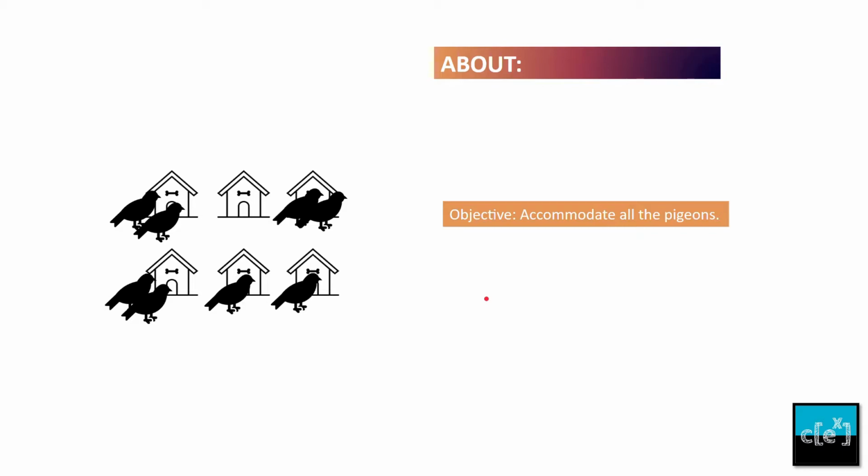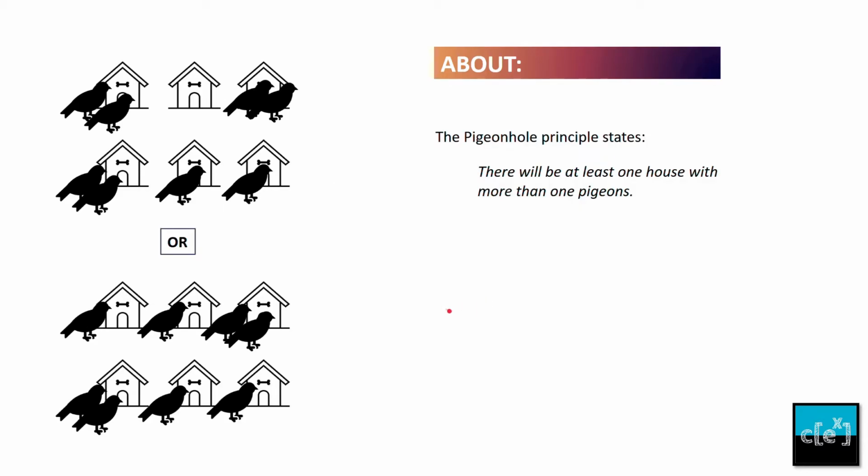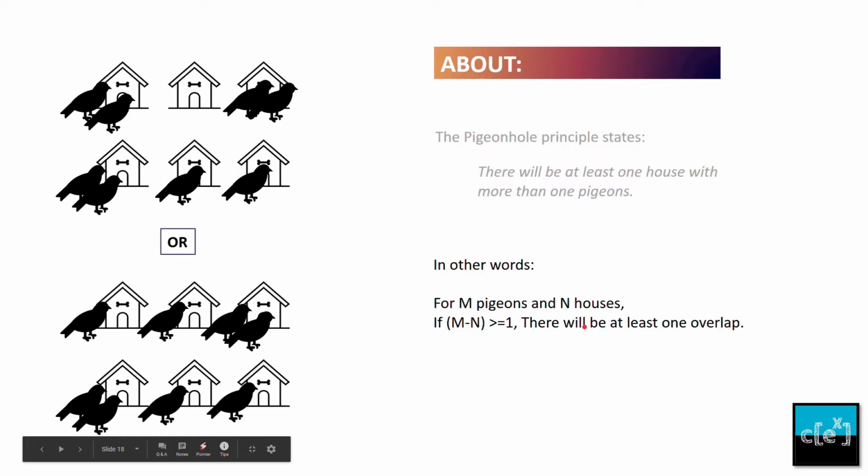But no matter whichever approach we follow, the pigeonhole principle still holds, which says that there will be at least one house with more than one pigeon, which is clear from the pictures. See? In mathematical terms, for m pigeons and n houses, if m minus n is greater than or equal to 1, there will be at least one overlap if the given objective is to be completed.